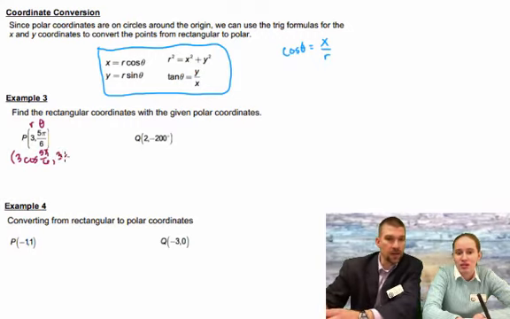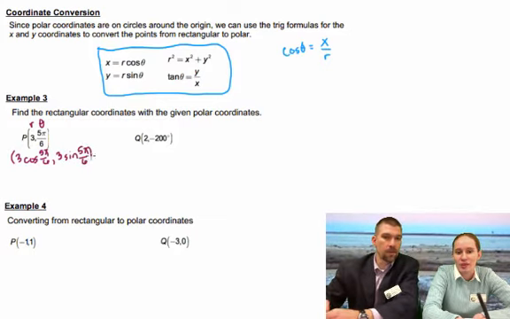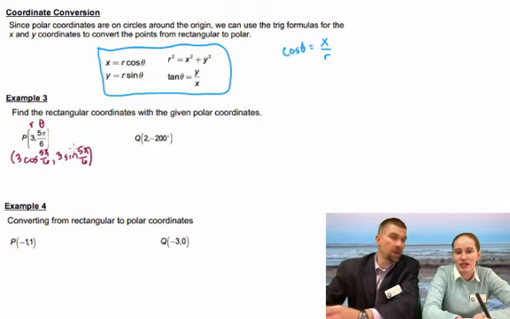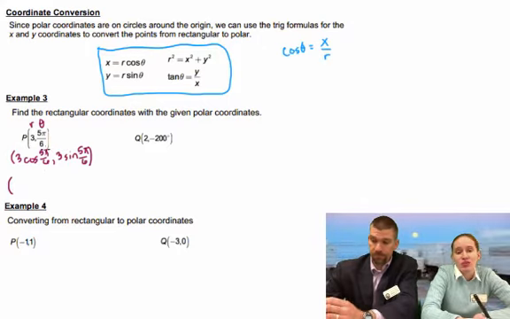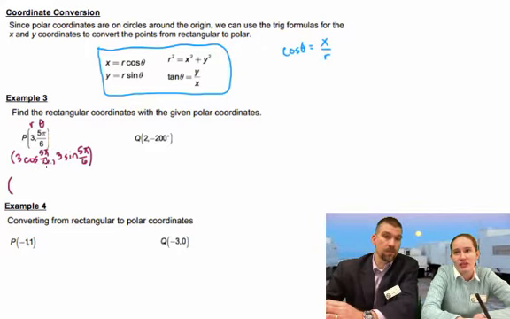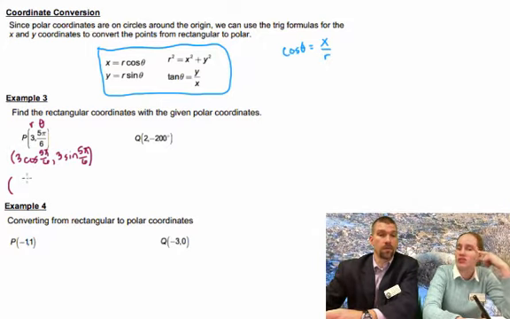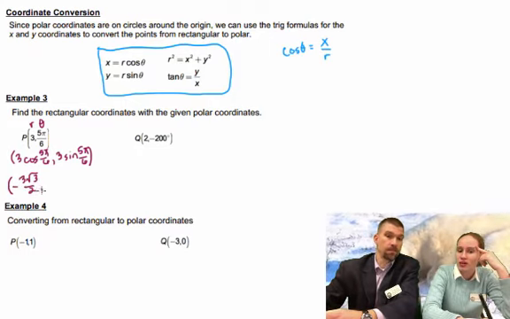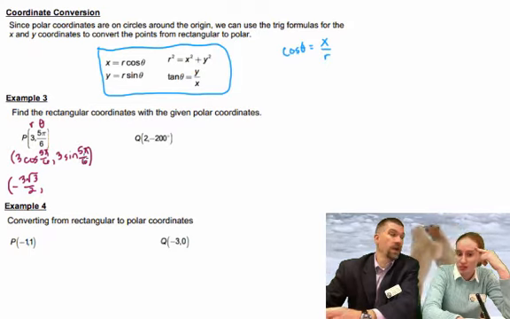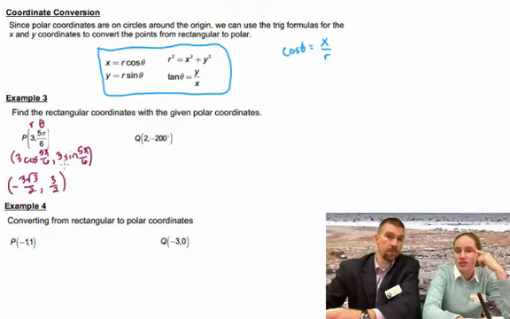So 3 cosine 5 pi over 6. I'm just writing it this way because this is our point, x, comma, y, right? This could be on a no calculator portion of something. It could be, because you could look at your unit circle at 5 pi over 6, and the cosine of 5 pi over 6 is negative square root of 3 over 2. So 3 times that, negative 3 square root of 3 over 2. And the sine would be 1 half. Positive 1 half, so positive 3 halves. So there you go.